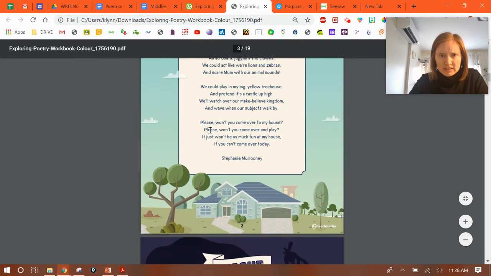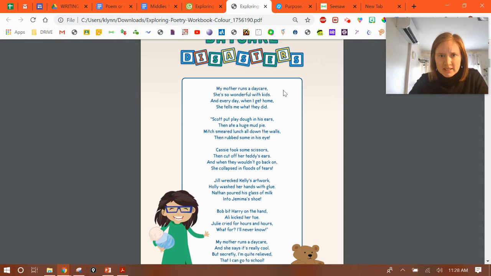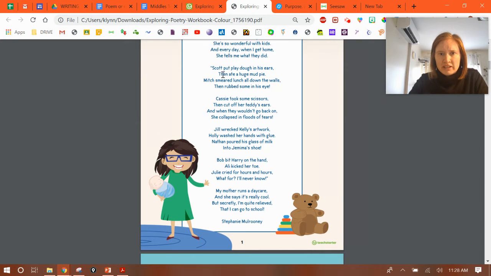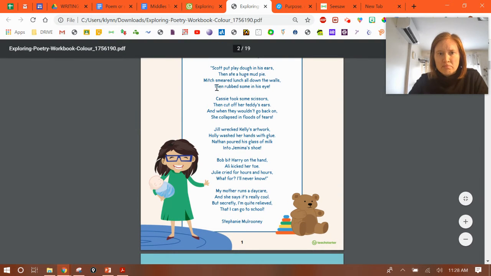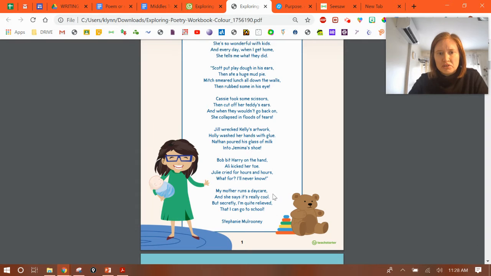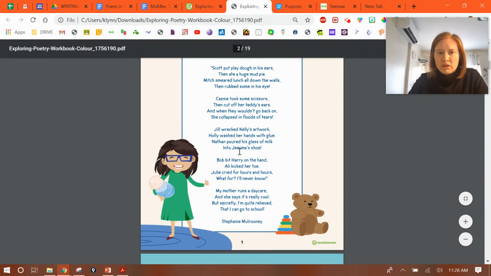If I look at the poem: "My mother runs a daycare. She's so wonderful with kids, and every day when I get home, she tells me what they did. Scott put Play-Doh in his ears, then ate a huge mud pie. Mitch smeared lunch all down the walls, then rubbed some in his eye," and it goes through all the things that went wrong. "My mother runs a daycare, and she says it's really cool, but secretly I'm quite relieved that I can go to school." So it's a girl talking about her mum running daycare and feeling relieved that she's not the one who has to run it, and that she's not there when all these crazy things happen.